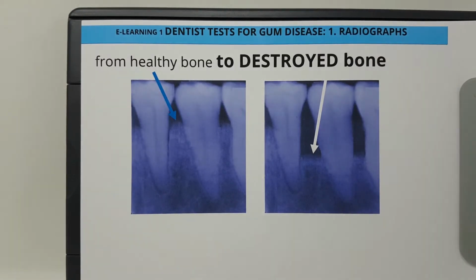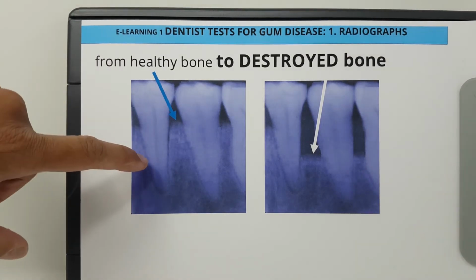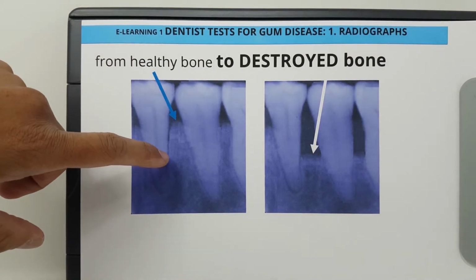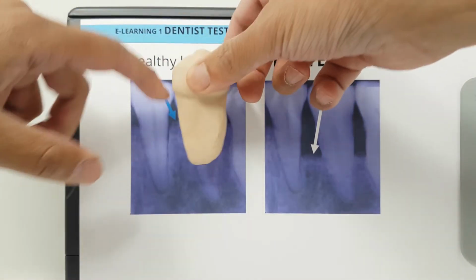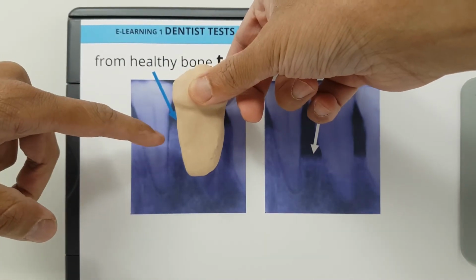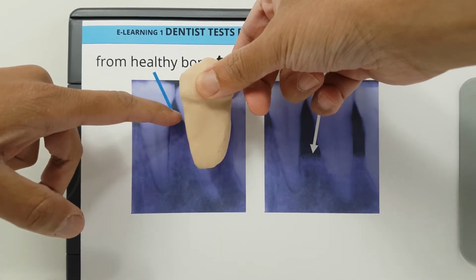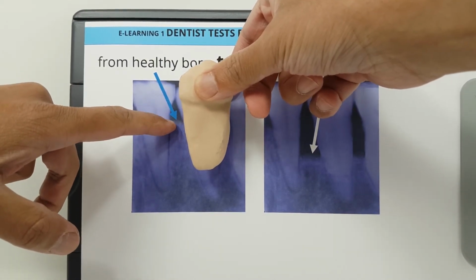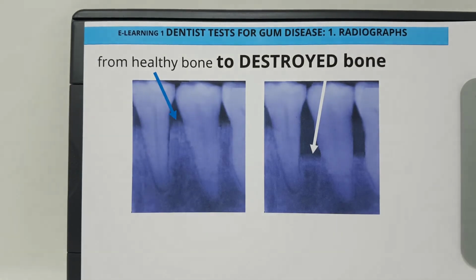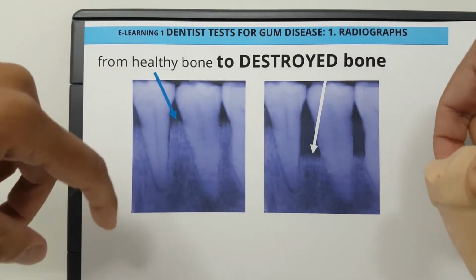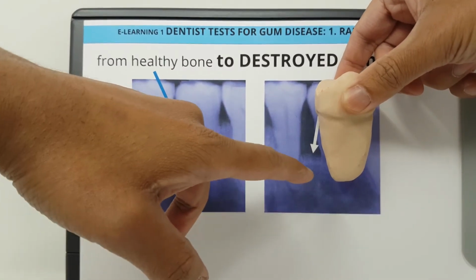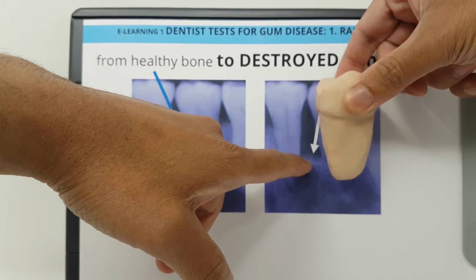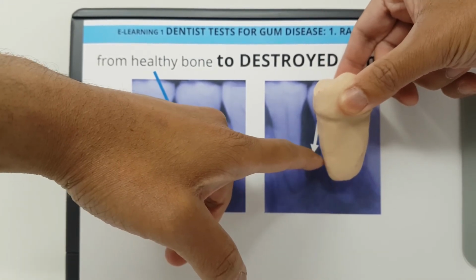So if you have a look at this picture of an x-ray radiograph here, if you look at healthy bone levels on an x-ray radiograph, they're normally here at the neck of the tooth. When you've had bone loss, in this example severe bone loss, you can see that the bone level is here near the end of the root tip.